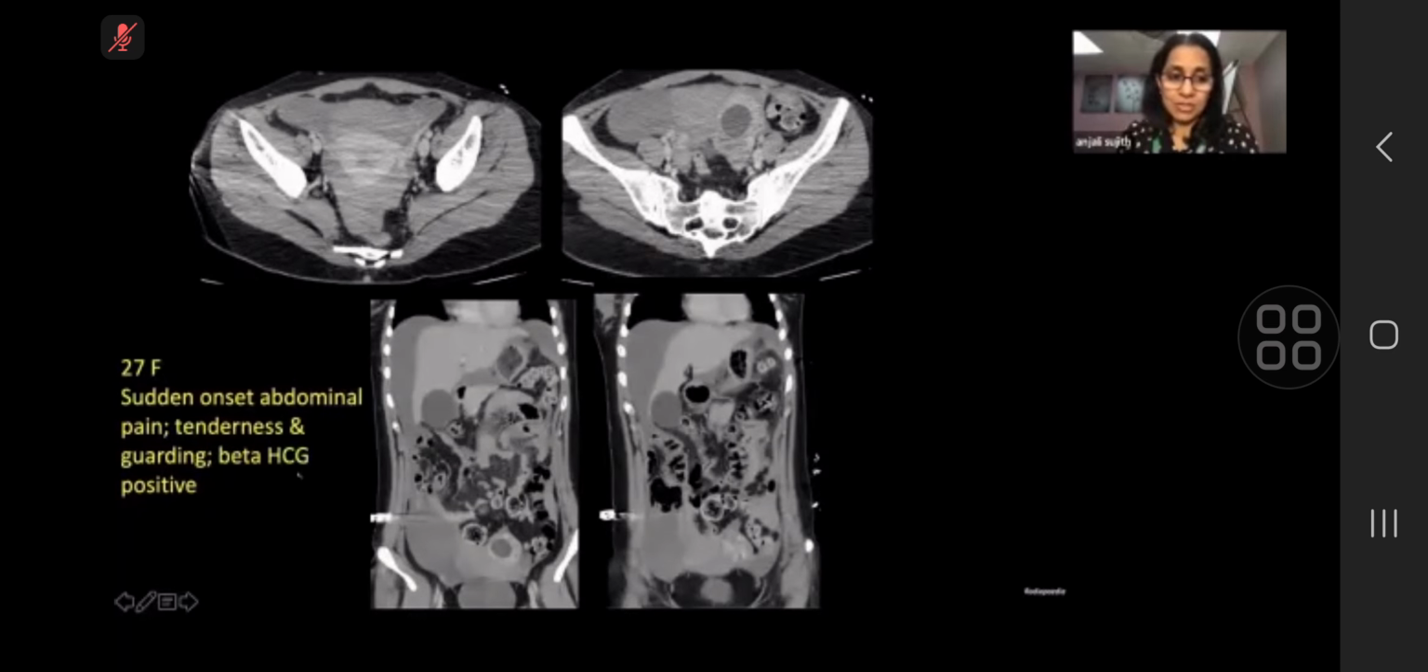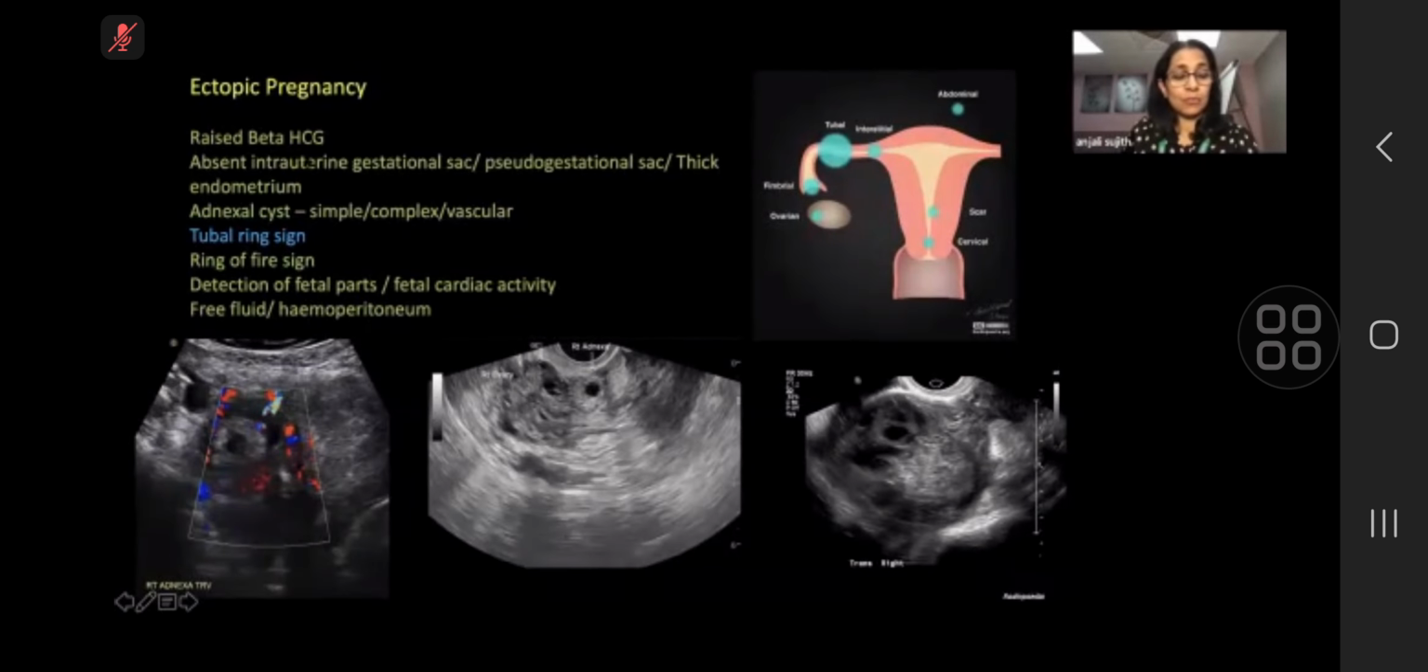In a reproductive age female who presents with acute abdomen, hemoperitoneum, adnexal lesion, and in the absence of an intrauterine gestational sac and with a positive pregnancy test, this is the number 1 concern. So what are the signs? Yes, raised beta-HCG has to be there.